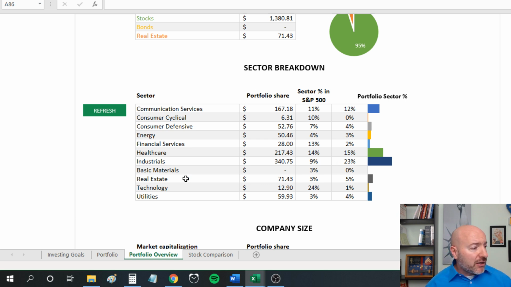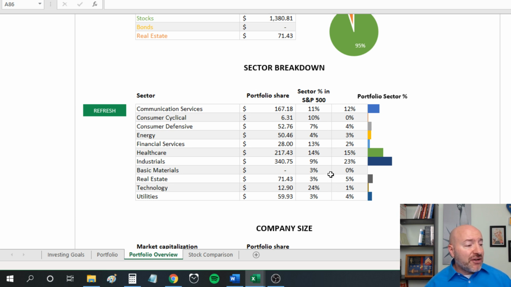For example, Kyle here has 23% of his portfolio in the industrial sector, compared to just 9% of that sector represented in the S&P 500. So he's definitely overweight there. Not necessarily a bad thing. He just needs to think about the stocks he's holding there and the outlook for that sector of the economy.